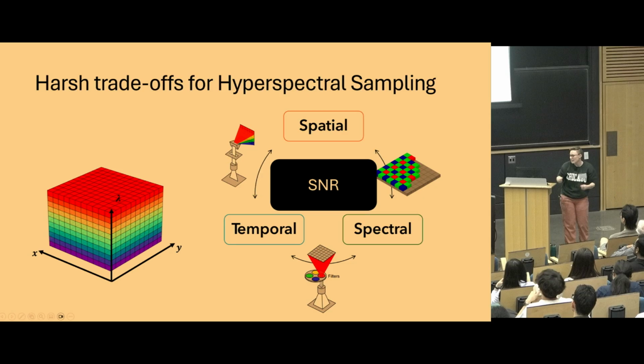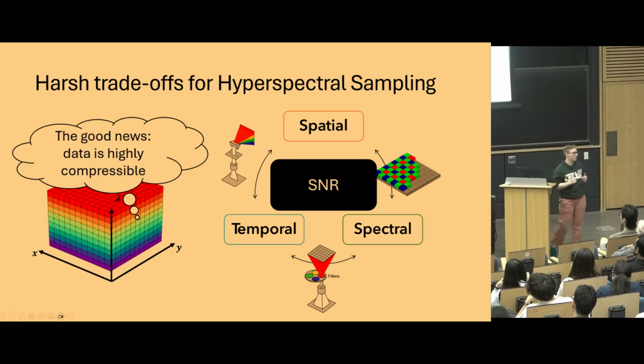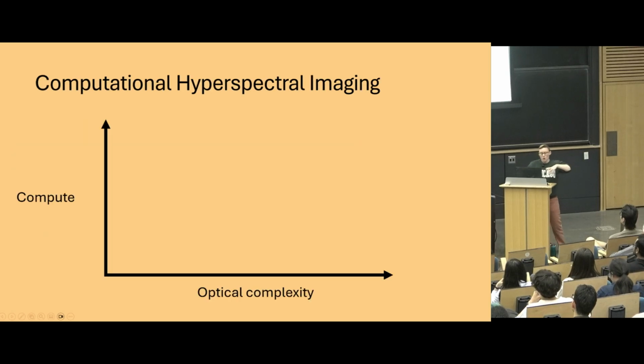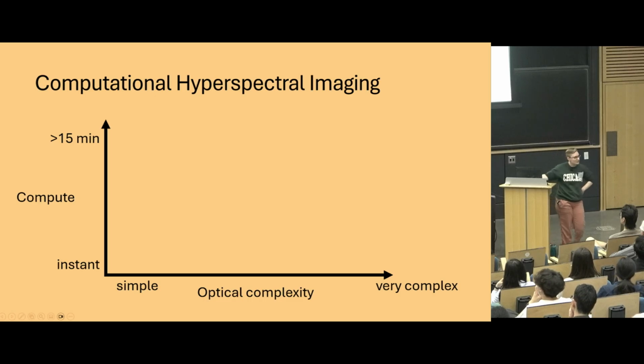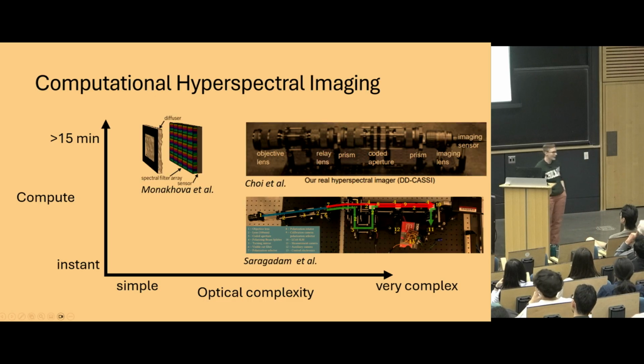So there's a lot of bad news in hyperspectral measurements. The good news is that the data is highly compressible. And what that means is that if I miss a sample, I can actually fill it in with pretty high accuracy from the data that I have left. And so in computational imaging, we move from this really harsh trade-off space to basically trading off our optical complexity, our compute, and our reconstruction performance. So our optics can be simple or complex. Our compute can be instant or tens of minutes. Here are some examples of great hyperspectral cameras made by the smart people in this room.